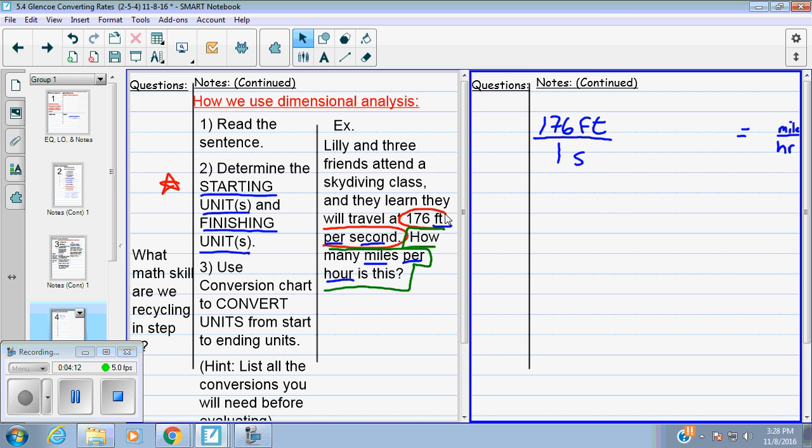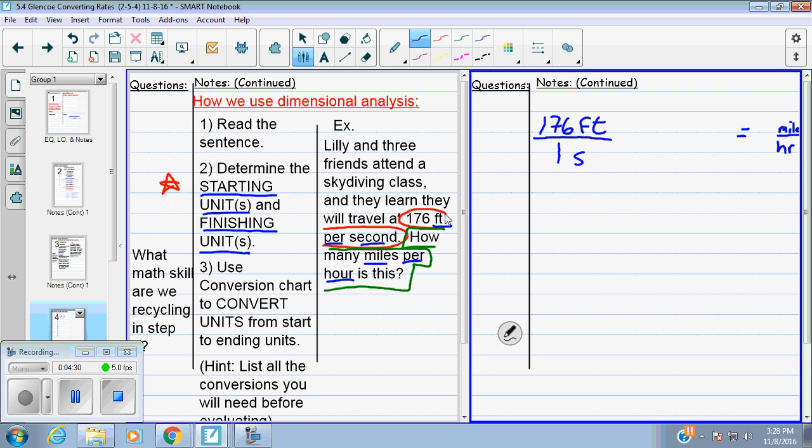So I'm going to start in my question section listing the conversions we likely will need from the conversion chart on the very beginning of this note. So we're going to need a conversion that gets from feet to miles. Is there a conversion we know for that?